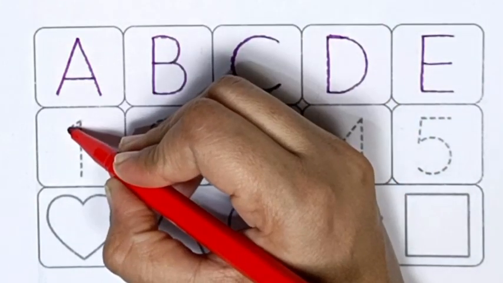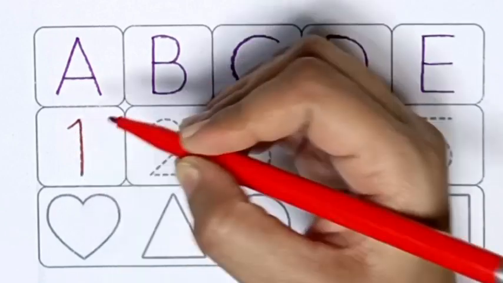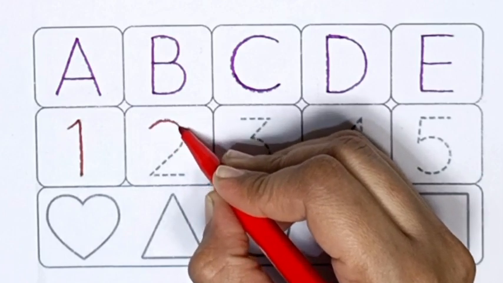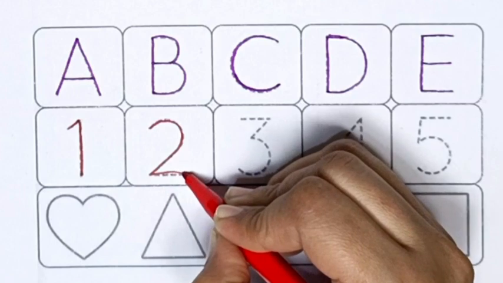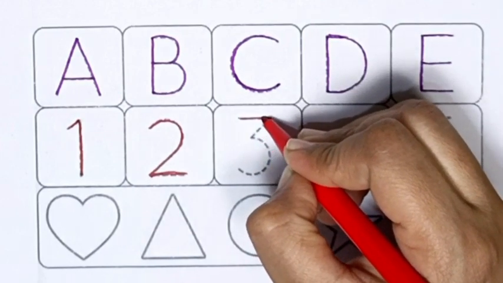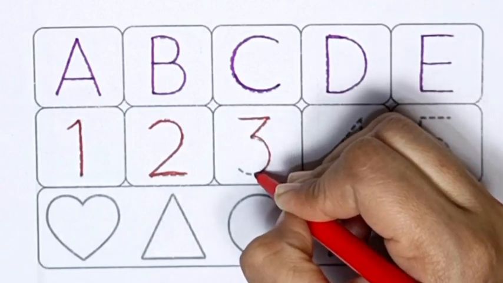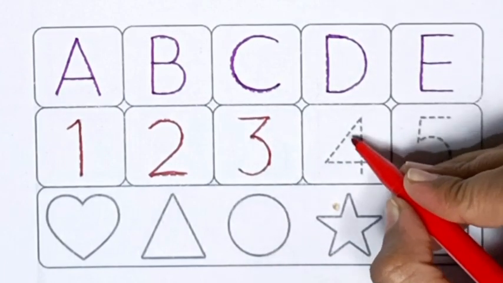Now we draw counting 1 to 5. First of all, this is 1. This is 2. 2's color is red. 3. This is 3. 3's color is also red.